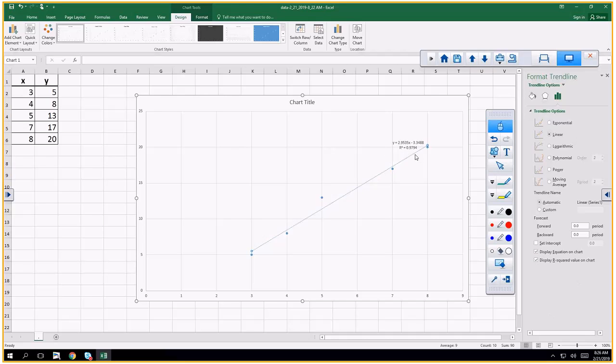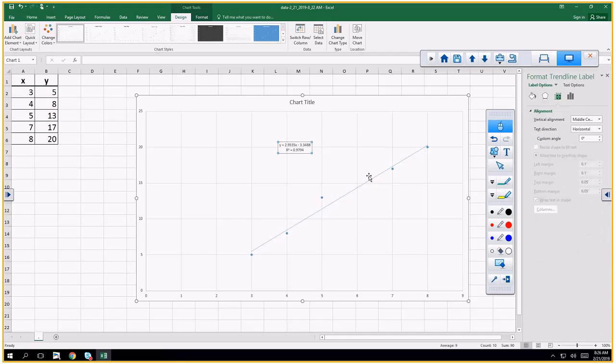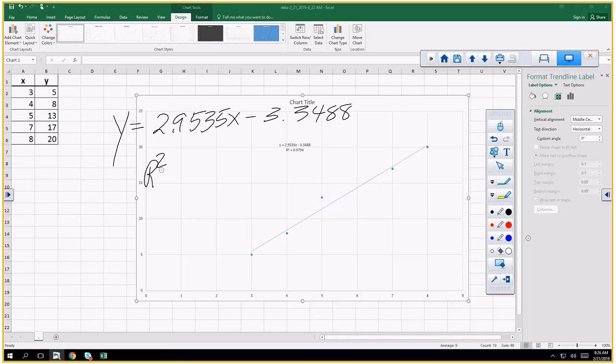Now, what do you got to do? You got to take the square root of the R squared. So go ahead and do that with your calculator. So we've got Y, I'll write up here where you can see it. Y equals 2.9535x minus 3.3488, it looks like. And R squared is equal to 0.9794. So somebody take the square root of that.